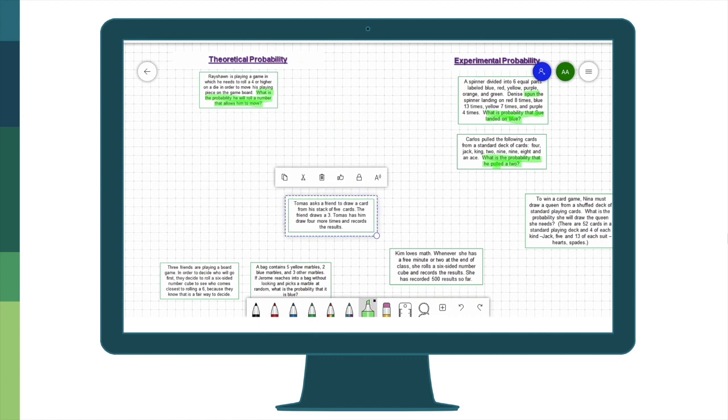Our next example is Thomas. He asks a friend to draw a card from his stack of 5 cards. The friend draws a 3. Thomas has him draw 4 more times and records the results. He's recording the results that are taking place during this experiment. That's considered experimental probability.